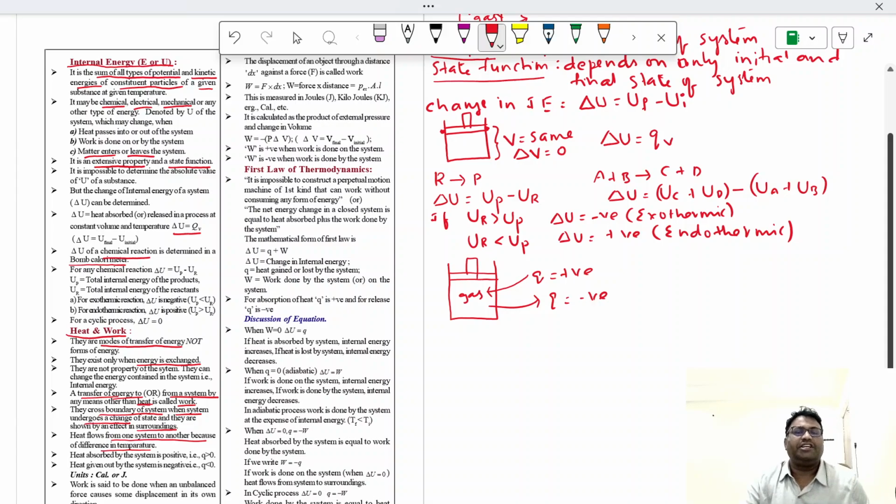So when heat energy enters into the system from the surrounding, then the conventional sign is Q is taken as positive. When heat leaves the system, then Q is taken as negative. And the units to measure heat energy or work are calorie or joule. And we know that 1 calorie is equal to 4.18 joule. Then we are coming to work.